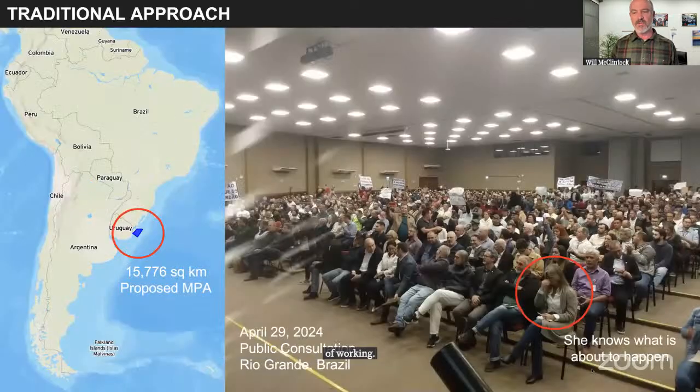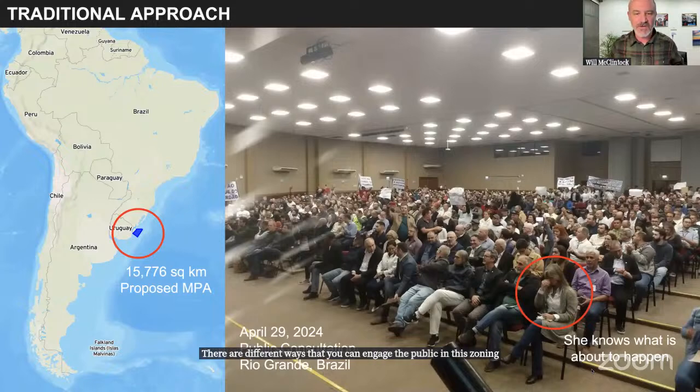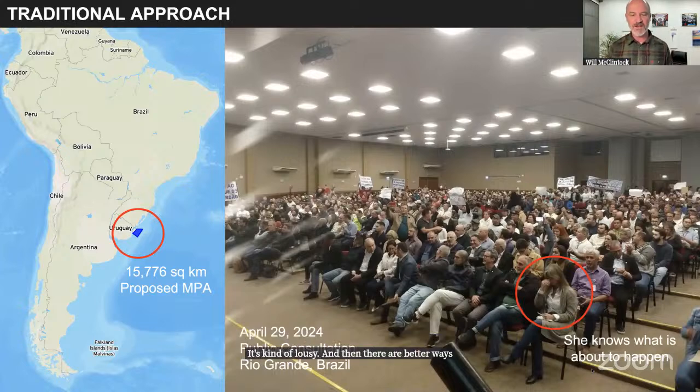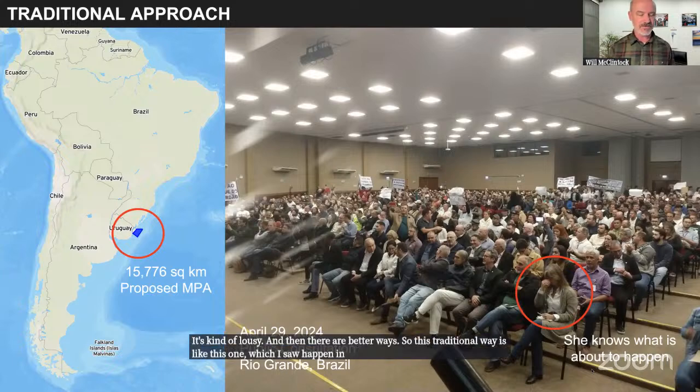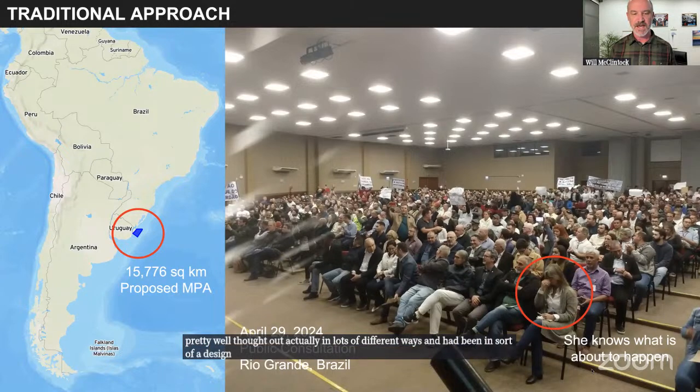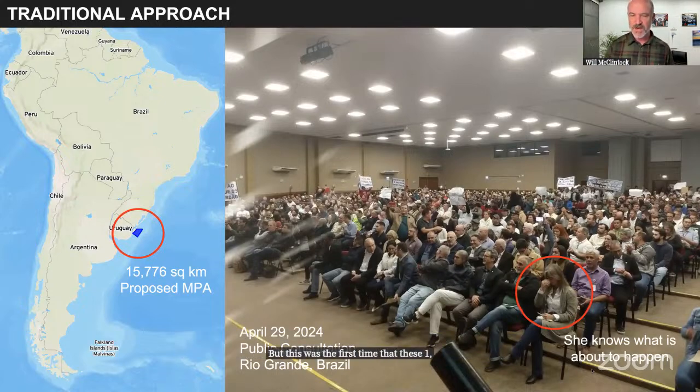So there are different ways that you can engage the public in this zoning process and marine spatial planning. And there's kind of this traditional way of doing things, which is kind of lousy, and then there are better ways. So this traditional way is like this one, which I saw happen in April of this year down in southern Brazil, where the federal government was presenting to a group of stakeholders this MPA plan that was pretty well thought out, actually, in lots of different ways, and had been in sort of a design phase for almost a decade. But this was the first time that these 1,200 or so stakeholders had heard about this plan.